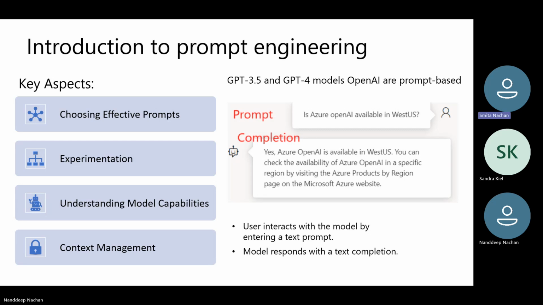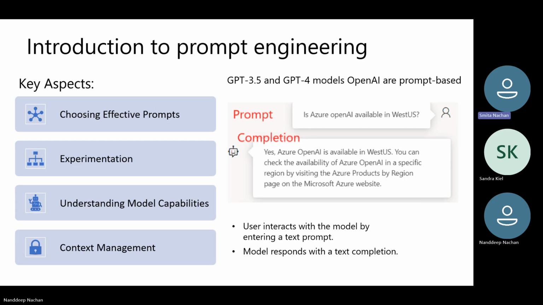So, some of the key aspects of this prompt engineering, the first one is choosing effective prompts. So, crafting prompts that are clear, specific, and well suited to the task at hand. The second one is experimentation. So, iteratively testing different prompts to observe how they influence the model's behavior and adjusting them based on the desired outcomes. The third one is understanding the model capabilities. So, knowing the strengths and limitations of the language model to tailor the prompts accordingly.